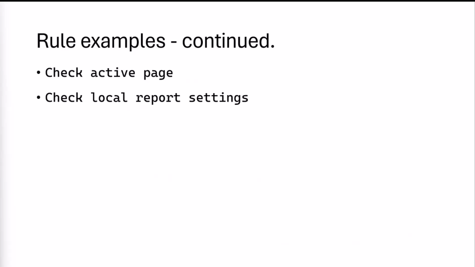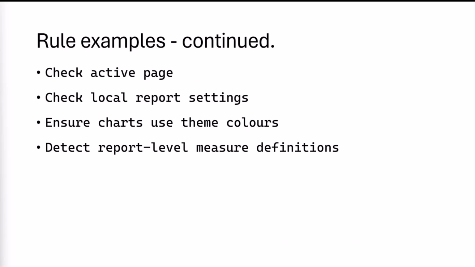And that goes for other local report settings, things like cross filtering and cross highlighting, that sort of behavior. You can also check for that sort of thing and make sure you're consistent across your reports. Ensure charts use theme colors, so it's very easy to define a palette and then have somebody just choose a color, and we can detect that.